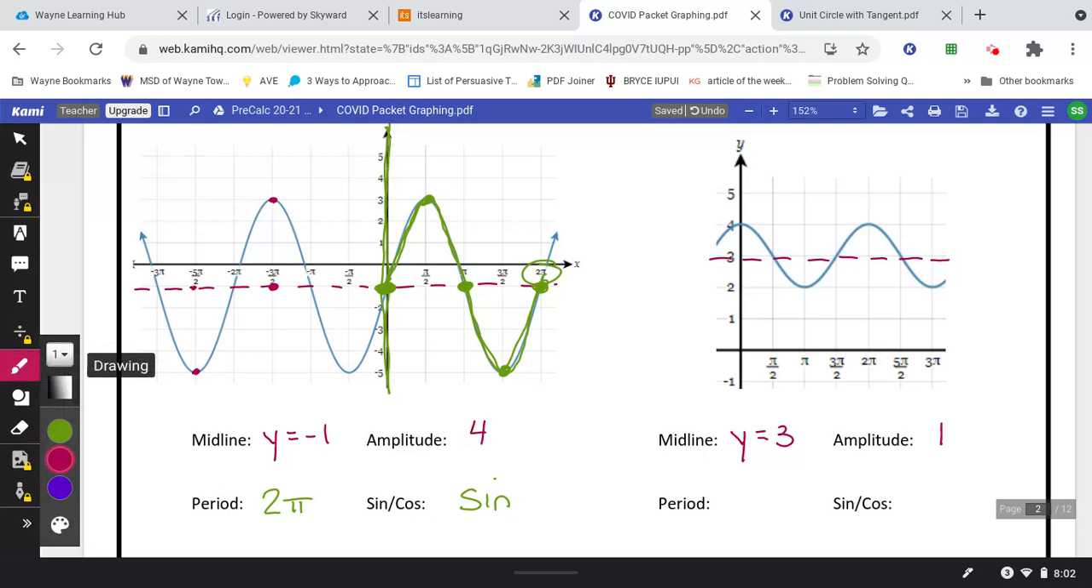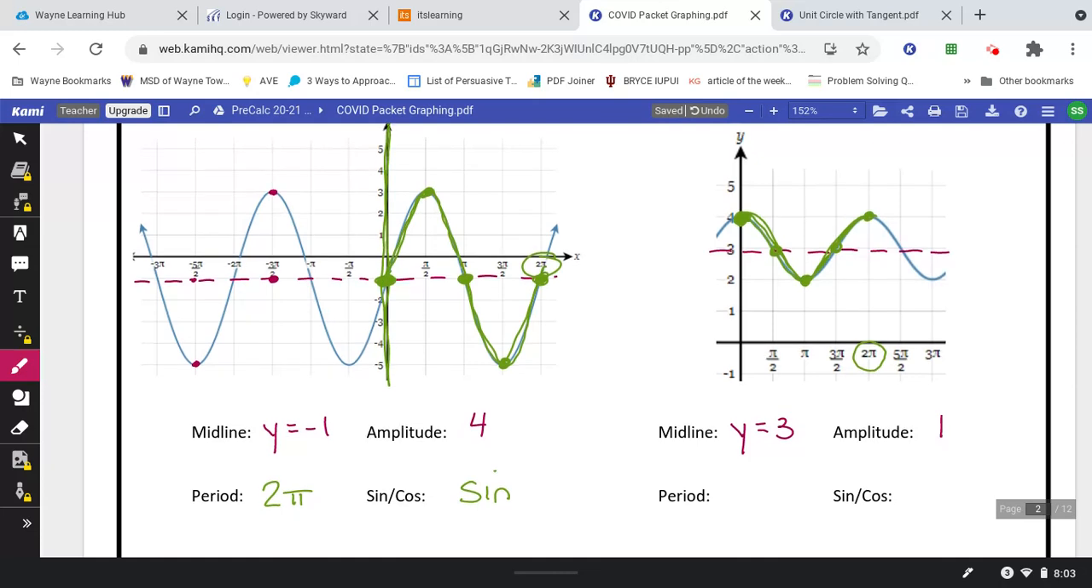All right, the period. Remember, we have to start at the beginning at the y-axis. So here, and then it goes top of the wave, down to the bottom of the wave, back to the top of the wave again before it starts repeating. So notice where it stops, where it would start repeating itself: 2 pi. That's the period. And then sine or cosine. Remember, cosine graphs start up at the top of the wave above the midline. So this would be a cosine graph.